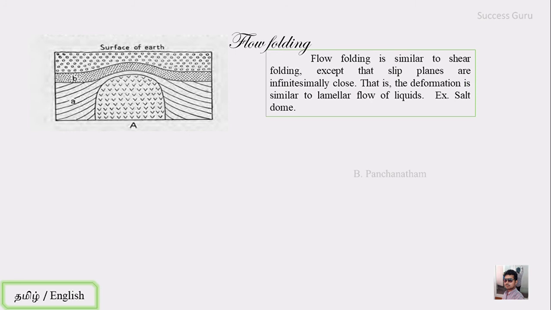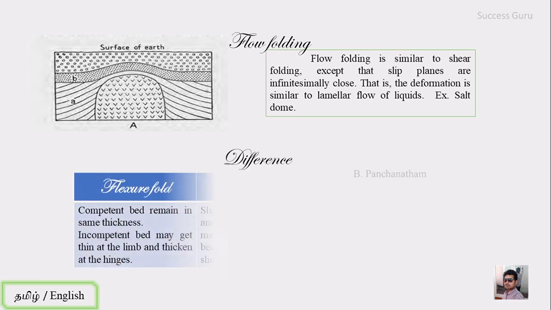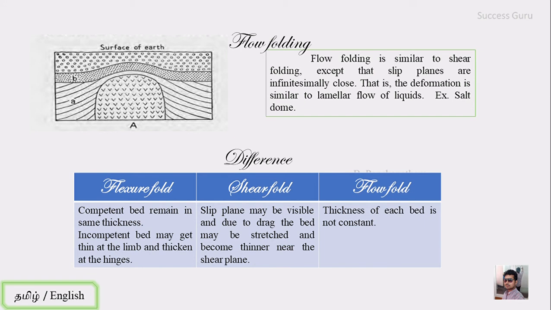Let us see the difference between them once again together. In the flexural fold, the competent bed remains the same thickness, right? Whereas if there is a plastic rock, that is an incompetent rock, then there will be thinning in the limbs and thickening in the hinge. In shear fold, what happens? The slip plane may be visible, and due to the drag, the bed may be stretched and become thinner near the shear plane. So you can expect thinning of rock in shear folding. Whereas in flow folding, the thickness of each bed is not constant. According to the position, the thickness may increase or decrease.